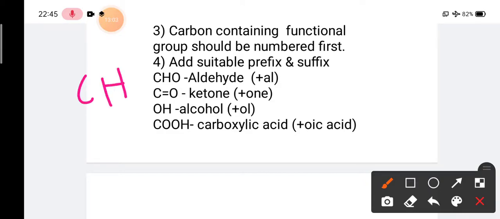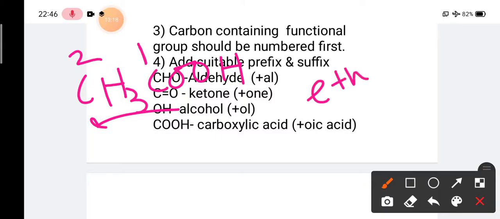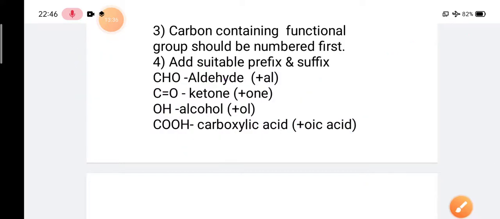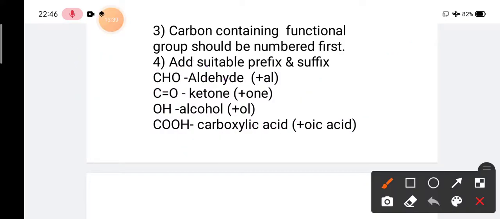And let's go to the carboxylic acid. Suppose here CH3COOH. It contains the functional group COOH, and the numbering starts from here, and the number of carbons is 2. So it will be meth, eth, ethane, and this E will be removed, plus oic acid, as that is a carboxylic acid. So ethanoic acid. So the name will be ethanoic acid.